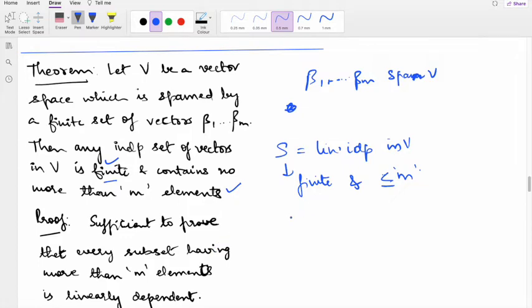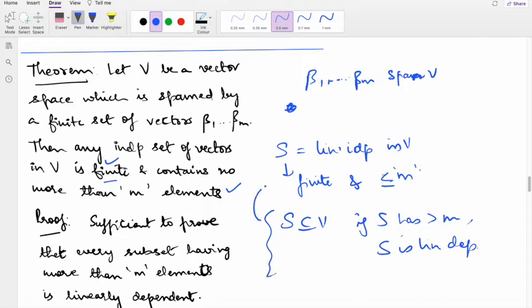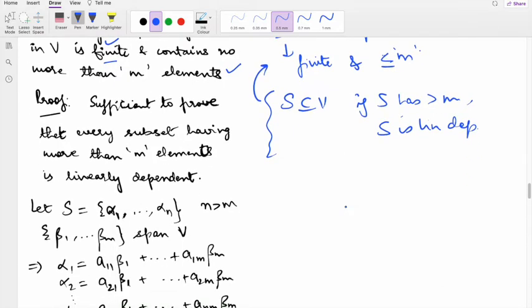So any subset S I choose of the set V, if S has more than m elements, then S is linearly dependent. If I prove this, this is just a consequence of it, right? This implies this in some sense. So with this we'll try to prove this idea.